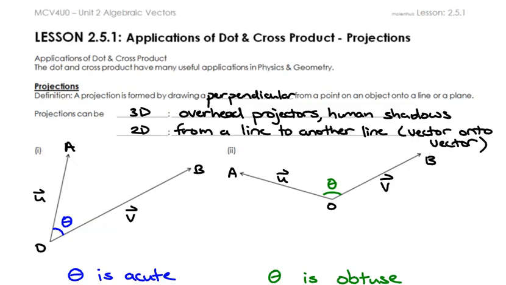This is lesson 2.5, part 1. So part 2 is going to be in a different video. That one is going to be on the applications of dot and cross product. In this video, I'm actually going to be concentrating on projections. I'm going to warn you, projections can be kind of difficult for people. I'm also going to be going into algebraic proofs.